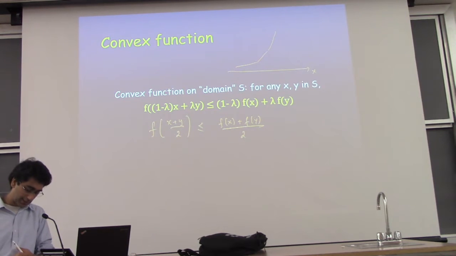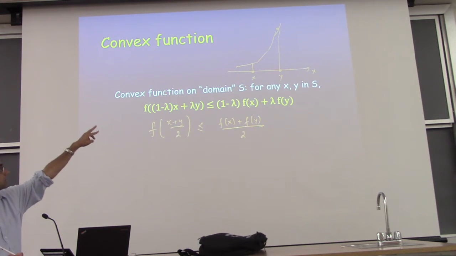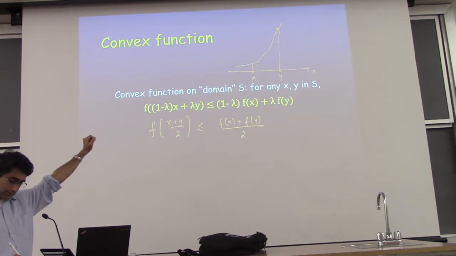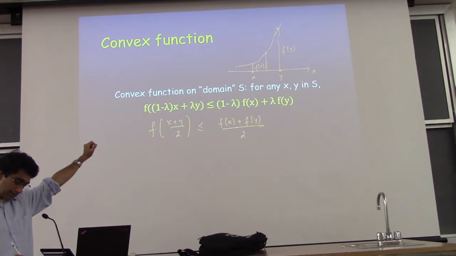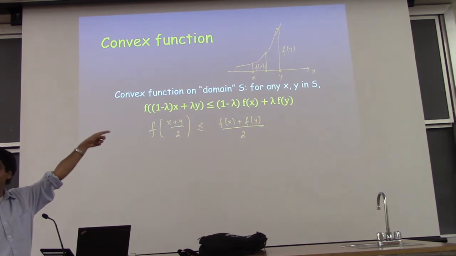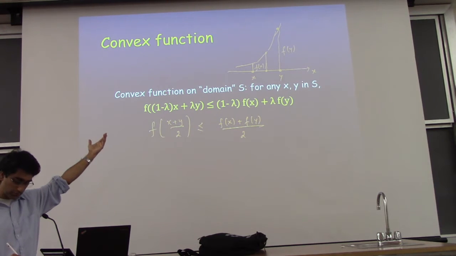And geometrically this basically means you take any x and y here. This height is f of x, this height is f of y, and what we're saying is about f at the midpoint of x and y, which is (x plus y)/2.